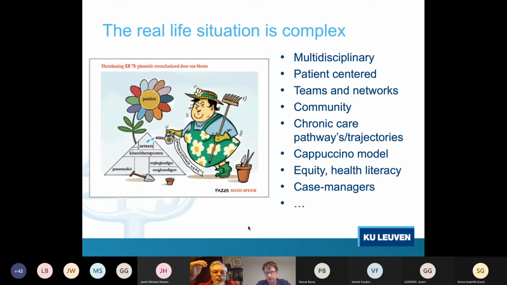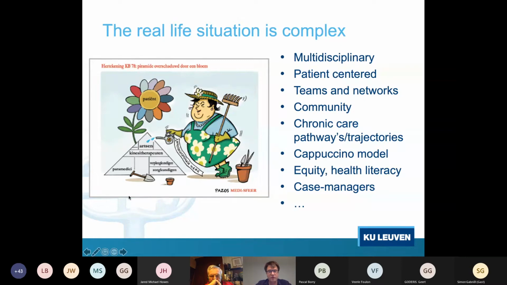You have the whole discussion about multidisciplinary, you have the discussion about patient-centered care, you have teams and networks, you have the community, you have the chronic care pathways, chronic care trajectories, and so on. You have then the discussions about how to finance this, models like the cappuccino model. You see there the whole discussion about whether it should be a pyramid or a flower.